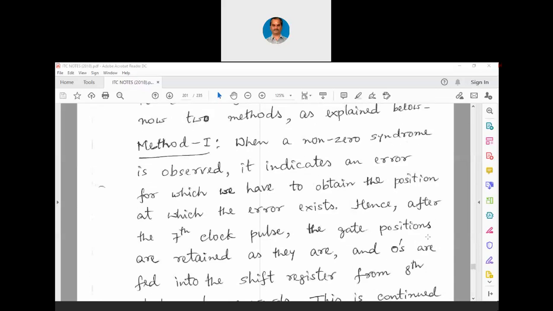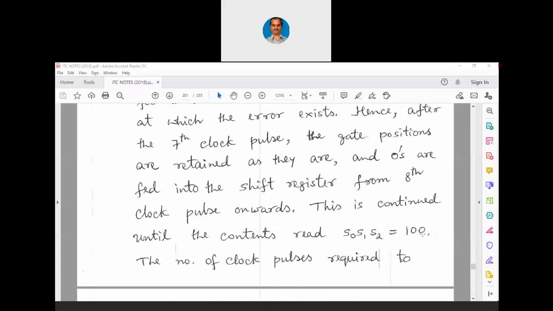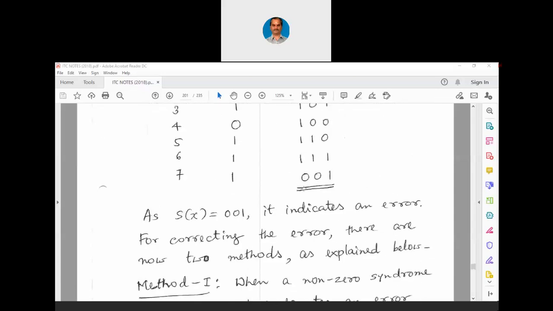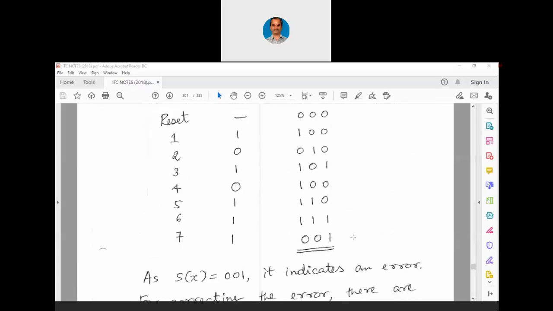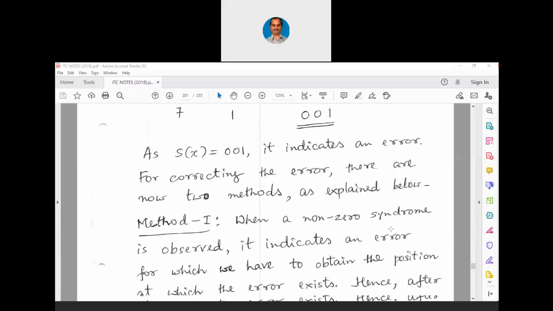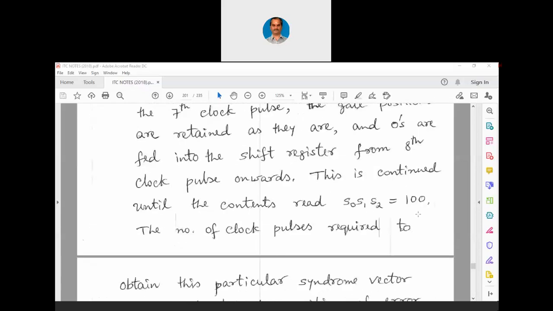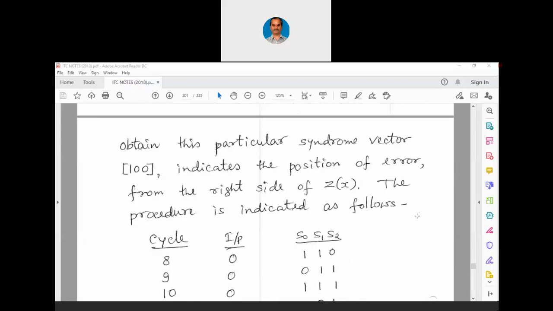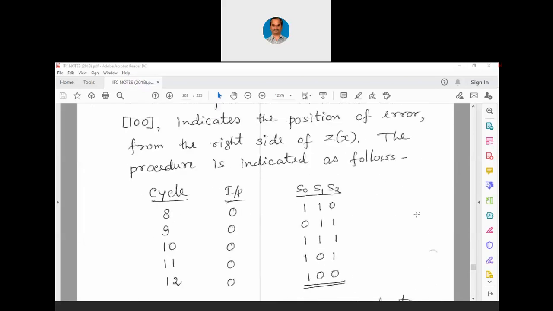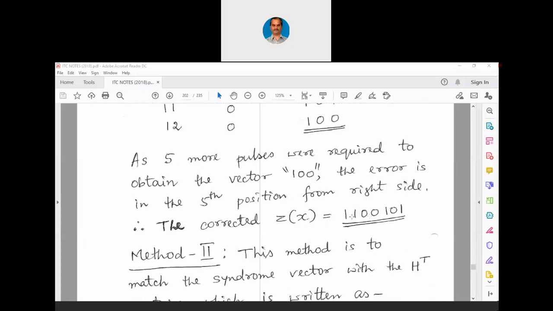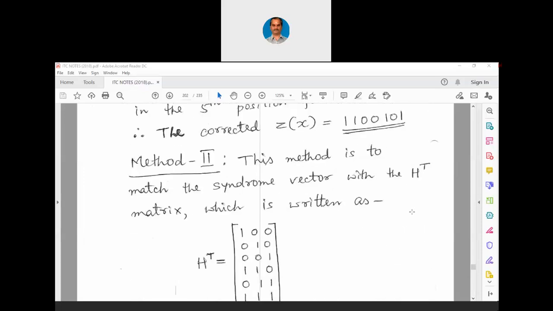Okay. Then why 100? See here in 001 also, this is S0, S1, S2. This way we will get this 100, and the number of clock pulses indicates the position in that particular received vector. This is the first method.